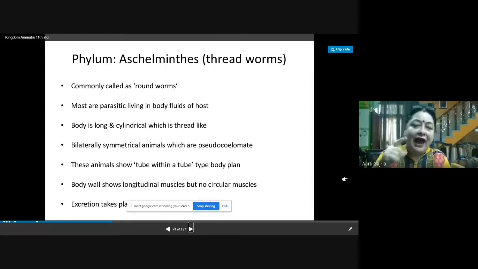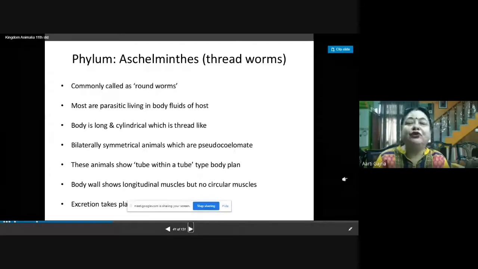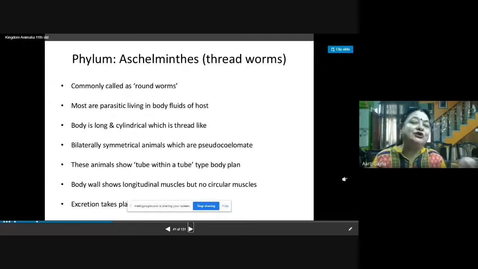And most of them are parasitic, which are living in body fluids of host. That means they are also living inside the host. Their body is long and cylindrical, which is thread-like. So in some books, you will find the common name threadworms also, because their body is long and cylindrical, thread-like body.